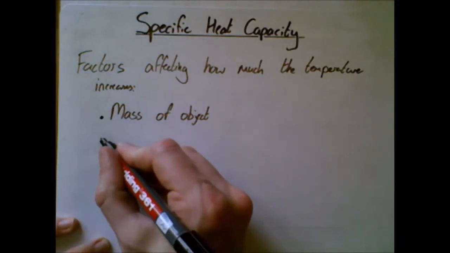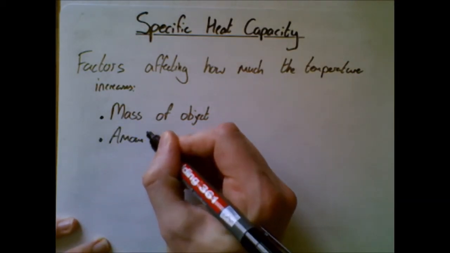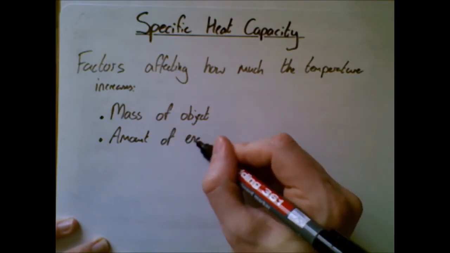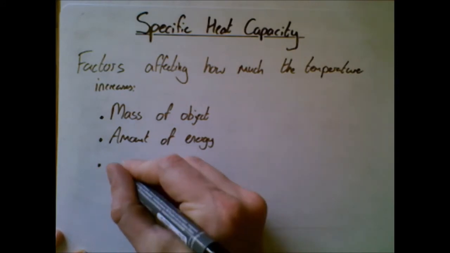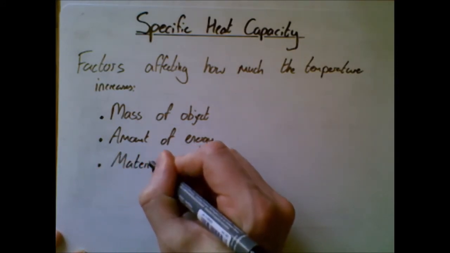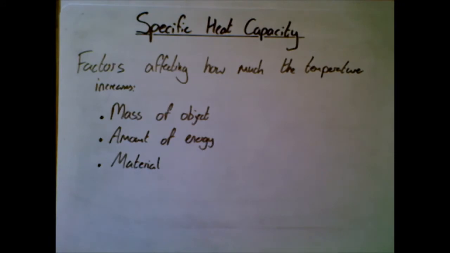So the second factor here is just the amount of energy. So the amount of energy that you actually supply to that object is going to affect how much the temperature goes up. If you've got more energy, then the temperature will go up by a higher amount. And the final thing is just what material it is. Different materials will go up in temperature by a different amount, even if you've got the same mass and the same amount of energy going in. And actually, it is this bottom one, material. You might say, well, how do we actually measure that? How do we measure this property of a material? And that is what we call the specific heat capacity.